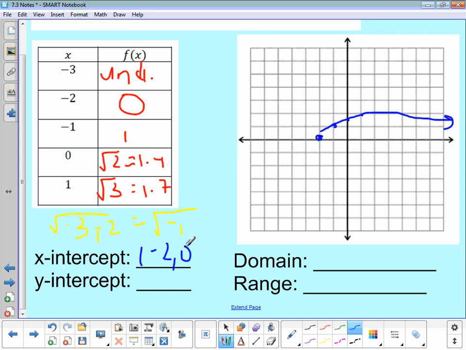In other words, it's where the y value is 0. And then the y-intercept is the reverse, where the x value is 0. In this case, where the x value is 0 is at the square root of 2. So that one is 0, comma, square root of 2.